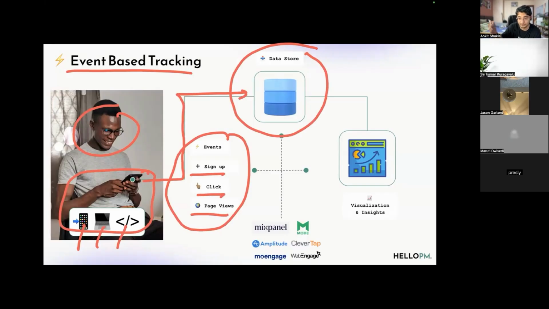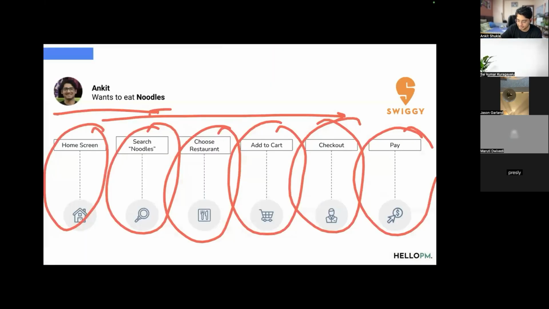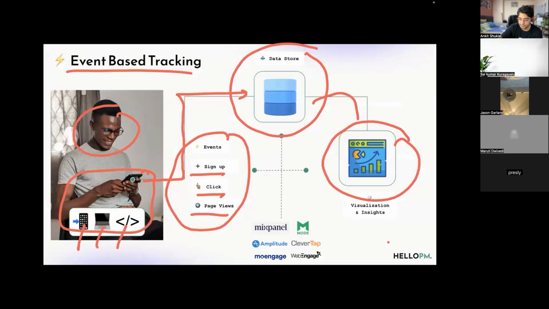But in the data store, it is raw information. No one can understand it. So we are going to use some visualization tools so that you are able to derive insights from this data. This data is a goldmine for improving the product and building new features. So you need to collect this, you need to store this, and then you need to create visualization.